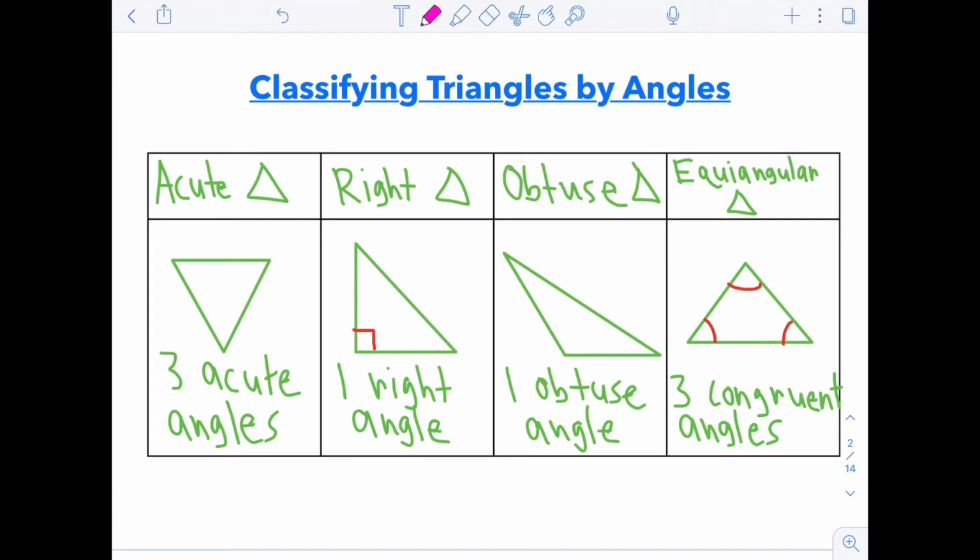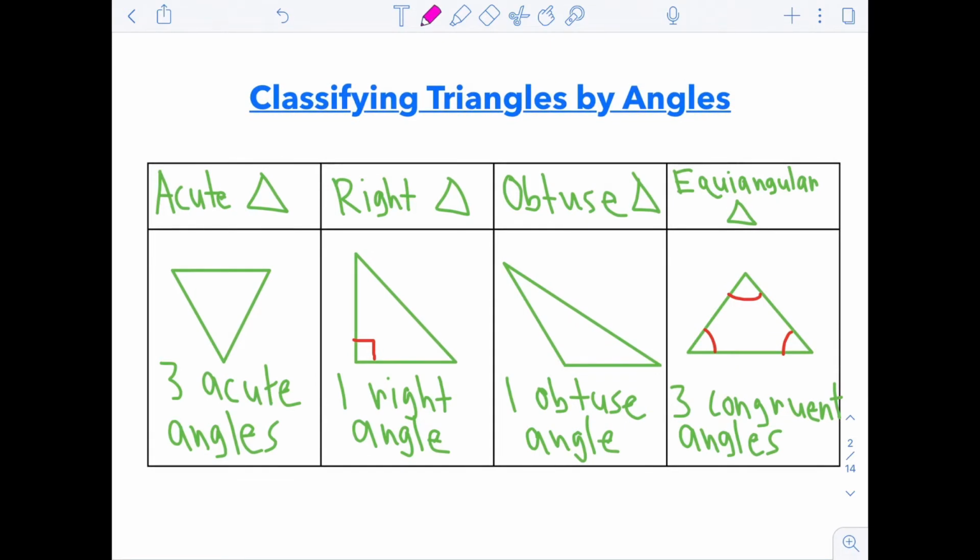I don't know if you noticed, but all triangles have at least two acute angles. An acute triangle has at least two acute angles, a right triangle has two acute angles, an obtuse triangle has at least two acute angles, and an equiangular triangle also has at least two acute angles. But the third angle is used to classify the triangle. If the third angle is also acute, it's an acute triangle. If the third angle is a right angle, then it's a right triangle. If the third angle is an obtuse angle, then it's an obtuse triangle. And if the third angle is congruent to the other two acute angles, then it's an equiangular triangle.